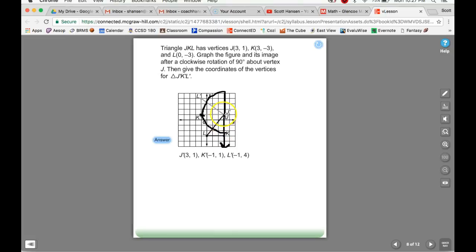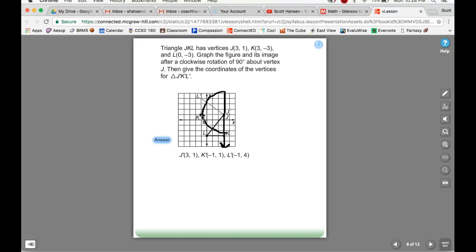Well, here's the thing. You're trying to rotate point K, right? So point K is below point J according to the graph. So I need to line up the protractor so that the bottom part of the protractor is on top of this segment, JK. The dot needs to go right on the vertex, the center of rotation, point J. And then if I start down here, this is 0, and the thing needs to go all the way around to 90 degrees. And if you do that, then you're going to end up with point K prime rotating all the way around 90 degrees.